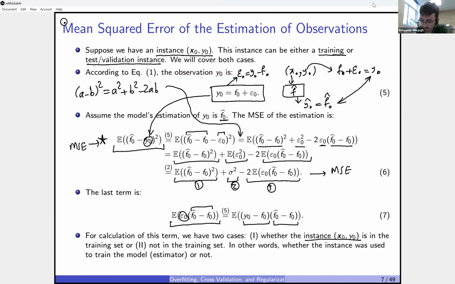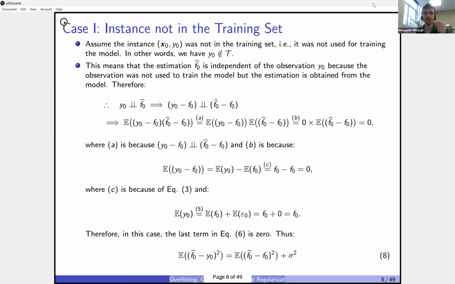Whether the instance x0, y0 is in the training set or it is not in the training set, meaning that in the second case, it's either in the validation set or test set. In other words, whether the instance was used to train the model or not. Case 1. Assume the instance x0, y0 was not in the training set. So it's either in the validation set or the test set. So it wasn't used for training. In other words, y0 and x0 were not in the training set. Capital T shows the training set.